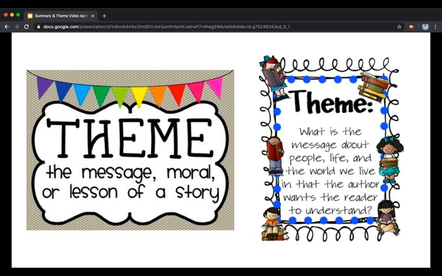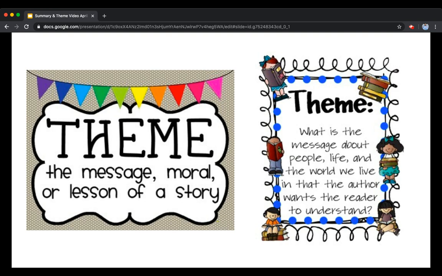Now we're going to move on to talking about the theme of this passage. Remind yourselves that the theme is the message, moral, or lesson of a story. When you're trying to find the theme of a text, you can ask yourself this question. What is the message about people, life, and the world we live in that the author wants the reader to understand? So what does that story about Gustavo and Felipe teach us about our own lives? What can we learn from that story?